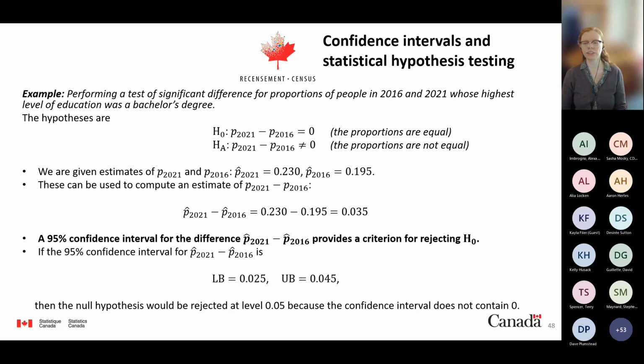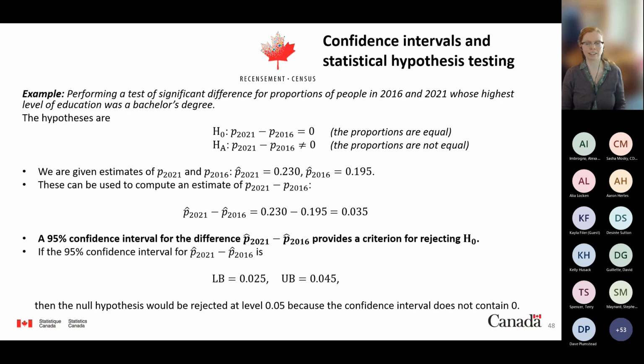And I'll mention that this particular test requires an estimate for the difference of these proportions and a confidence interval for that difference, which aren't provided in disseminated products. So this would involve making a custom request to get those values. But suppose we've done that and we have those values, and the estimates we have are p hat 2021 equals 0.230 and p hat 2016 equals 0.195.